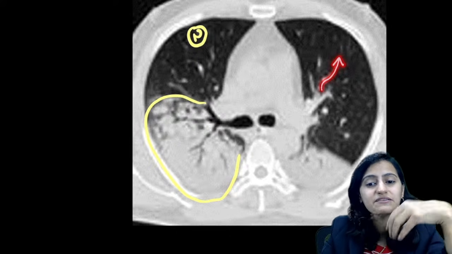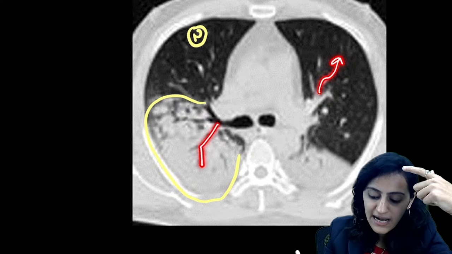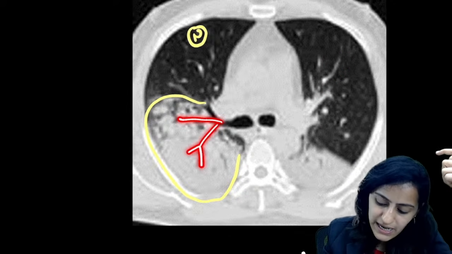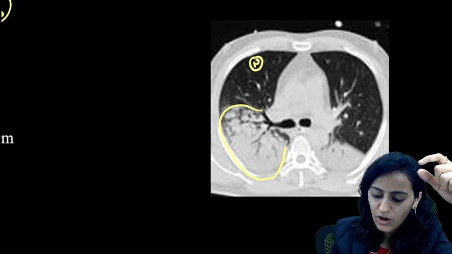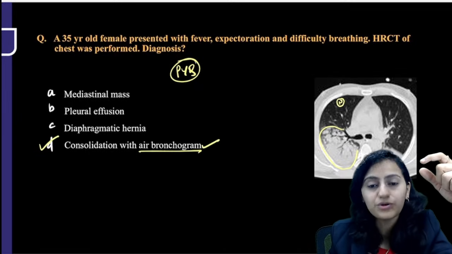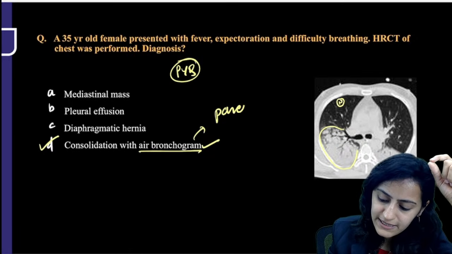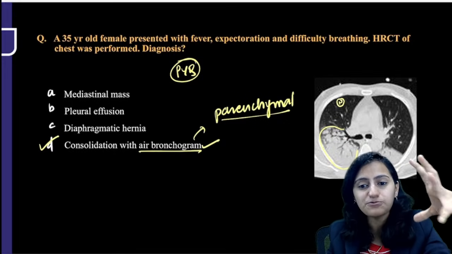Look at this. These are the vessels. Vessels contain blood, are dense, and appear white. Bronchi contain air, so they are black. These are the black bronchi containing air that we are seeing. This sign is called air bronchogram. Now, air bronchogram is seen only in parenchymal pathologies. Why?